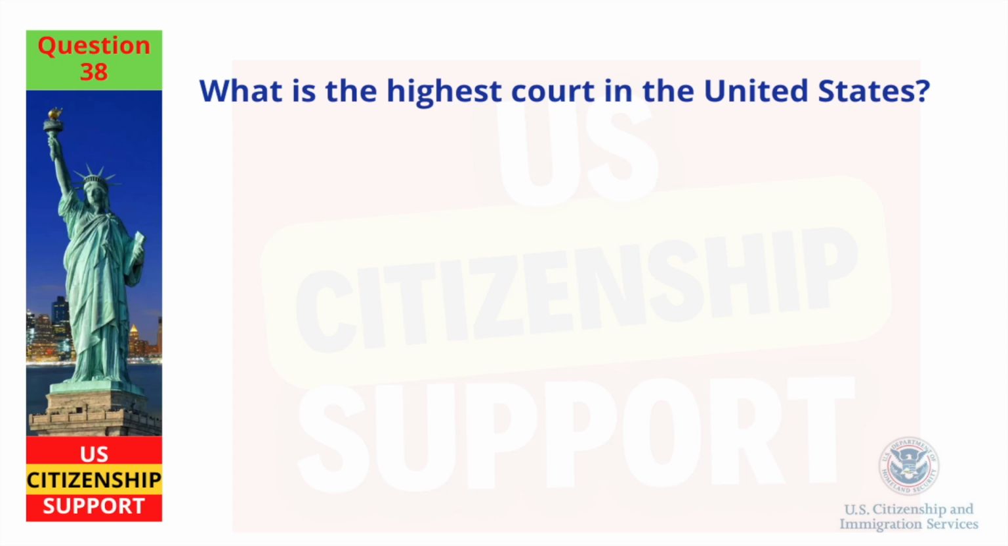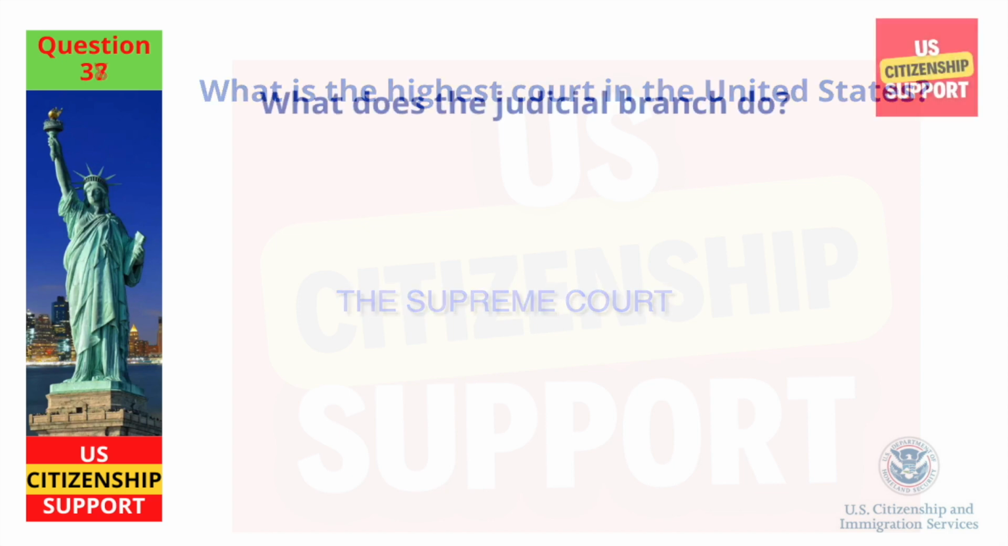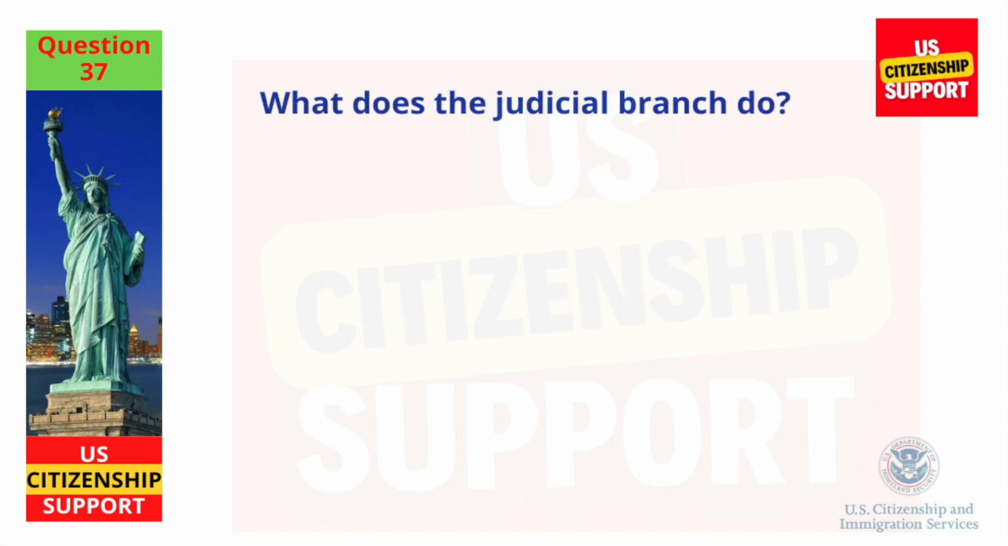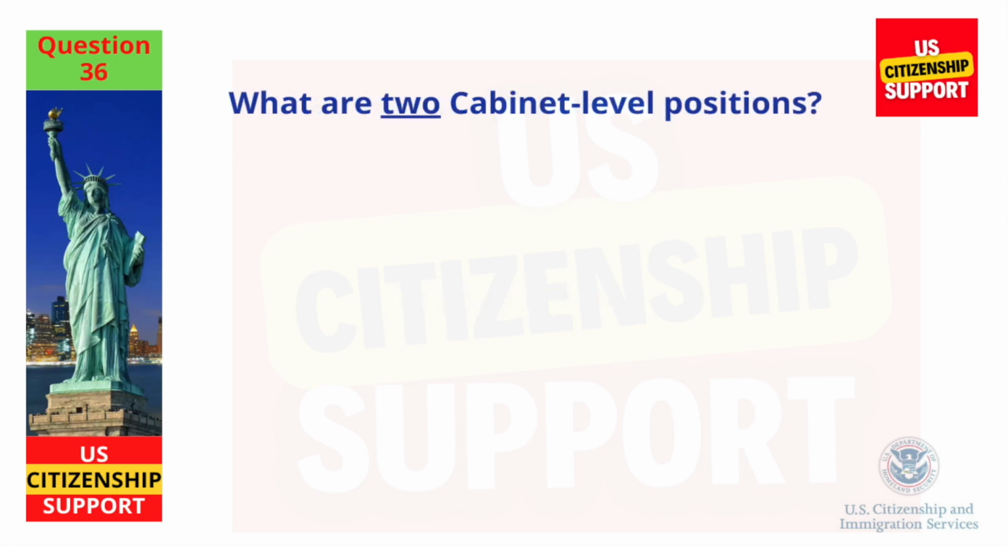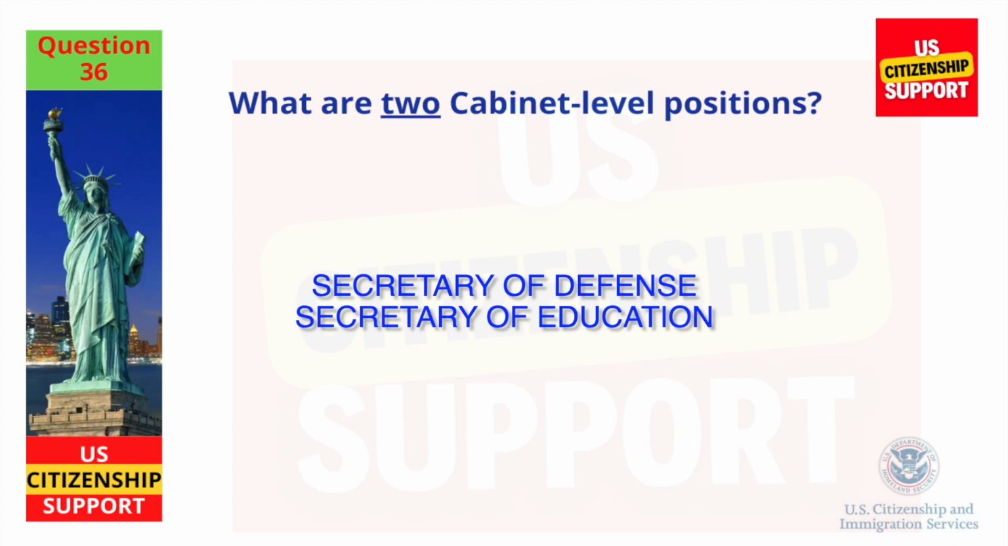What is the highest court in the United States? The Supreme Court. What does the judicial branch do? Reviews laws. What are two cabinet level positions? Secretary of Defense, Secretary of Education.